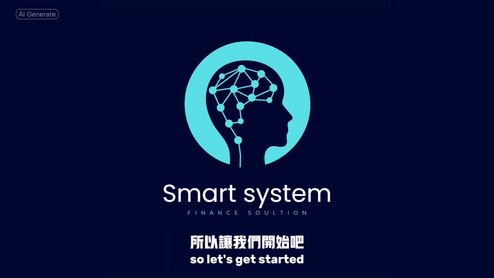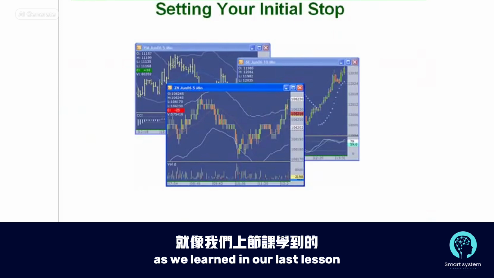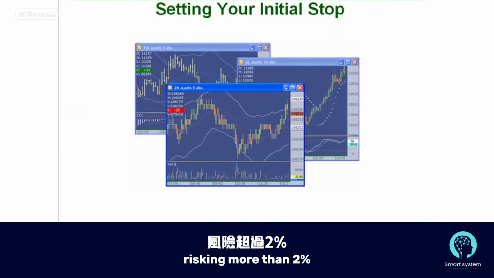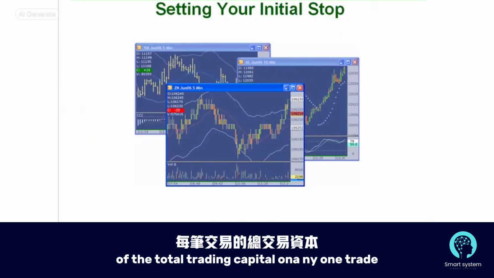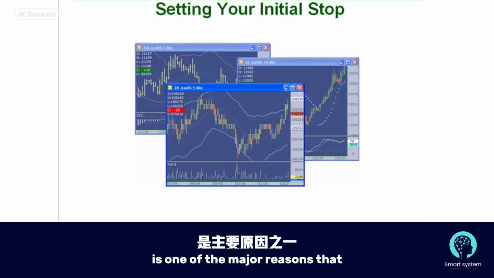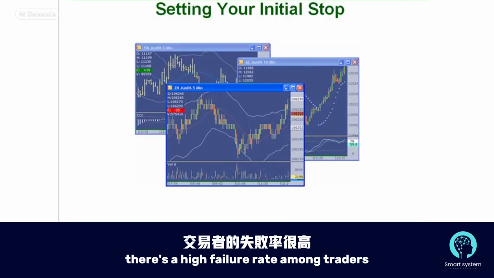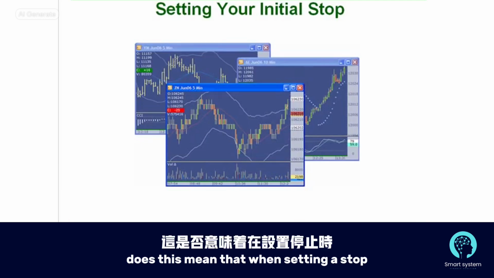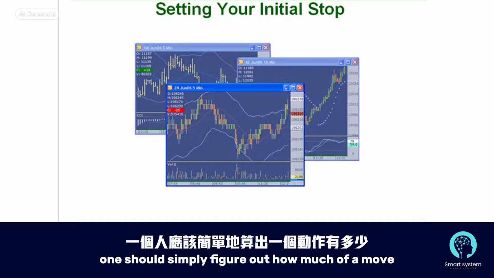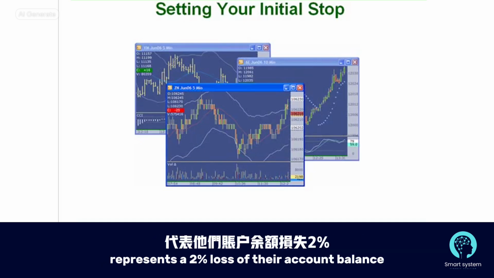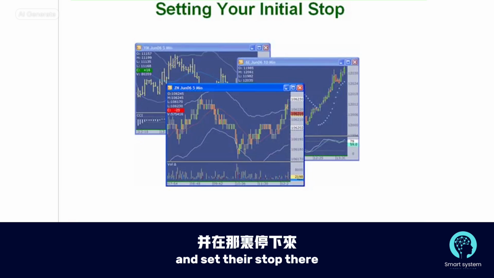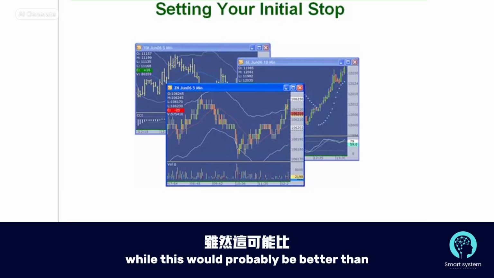So let's get started. As we learned in our last lesson, risking more than 2% of the total trading capital on one trade is one of the major reasons there's a high failure rate among traders. Does this mean that when setting a stop, one should simply figure out how much of a move in the instrument they're trading represents a 2% loss of their account balance and set their stop there? While this would probably be better than many money management strategies I've seen, there are better ways.